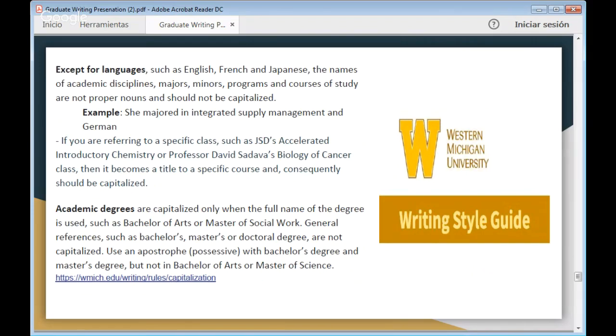So for example, except for languages such as English, French, and Japanese, the names of academic disciplines, so majors, minors, programs, and courses of study, are not proper nouns, and they shouldn't be capitalized. So be careful with this when you're writing about your program of study. For example, she majored in integrated supply management and German. We'll see that integrated supply management is not capitalized while German is because it's a language.